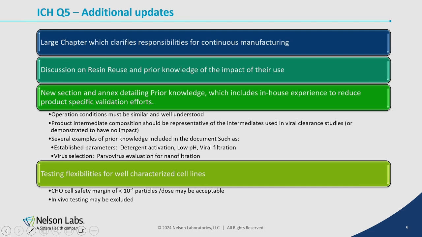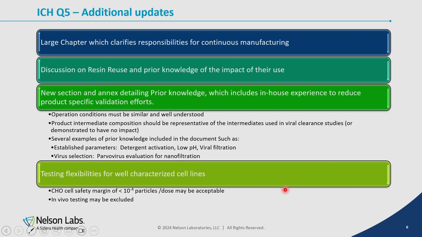There's also a new section, an annex, detailing prior knowledge. This was a common theme throughout the document, really just using the knowledge that has been gained over the last 20 some odd years of biopharmaceutical manufacturing and viral clearance. There are some contingencies, such as the operation has to be very similar and well understood. The product intermediates also need to be comparable. And then it gives some different examples of additional knowledge, such as what level of detergent is used for inactivation, or what pHs are commonly used and can be used for inactivation of the virus as well.